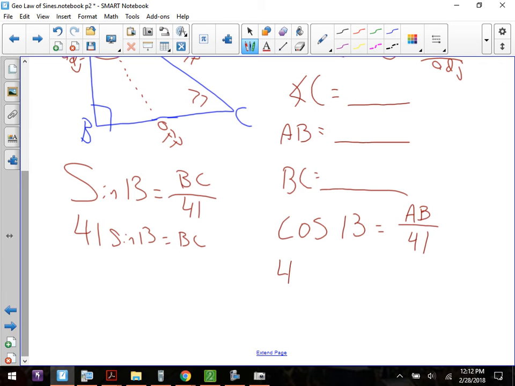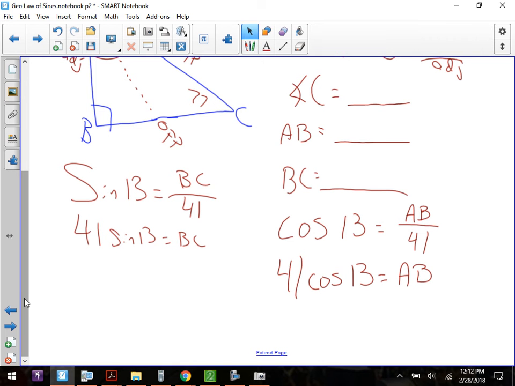We get 41. And I'm writing all of it out before I get to the point of pressing some buttons. When I go to start pressing buttons, that's the easy stuff. So if I start typing this out, 41 sine 13, I get 9.22. And if I do 41 cosine of 13, I get 39.95.